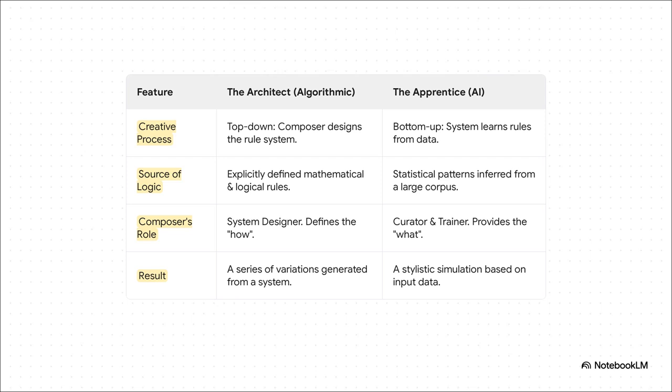The architect, that's a top-down approach. The composer designs the rules from scratch. The apprentice, that's a bottom-up. The system learns the rules from what you give it. The architect's logic is all about explicit math and rules. The apprentice's logic, it's all statistical patterns. And this totally changes the job of the human. Are you a system designer defining how the music gets made? Or are you a curator and a trainer, just providing the what for it to learn from?